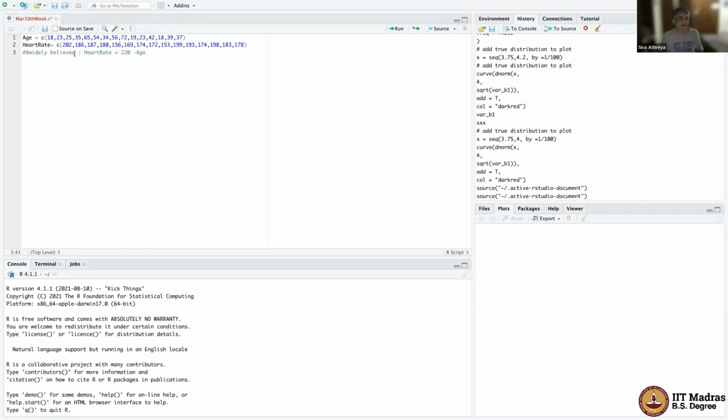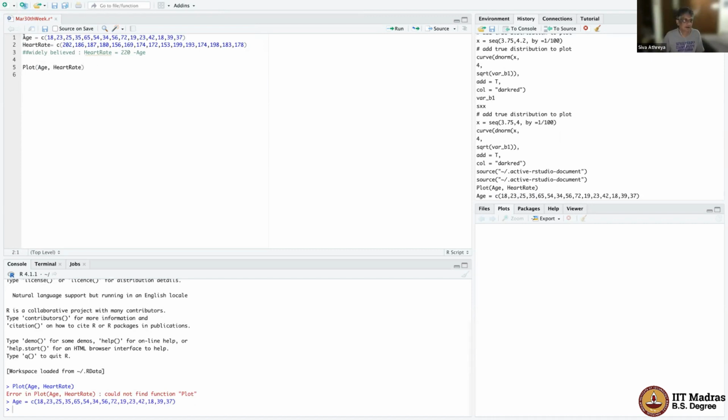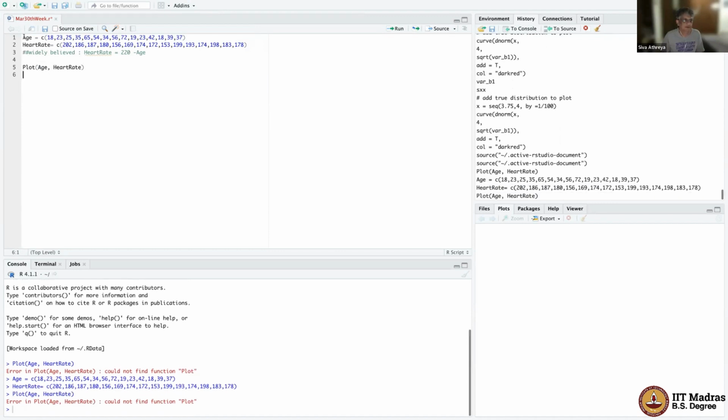First, let us just plot age and heart rate. Let's say plot(age, heart rate). We plot that on the right hand side. You see the plot, right? Oh, I didn't press enter. Let me enter it. Age, heart rate, and let's go plot it. What happened? It could not find the function plot. What's going on? Oh, sorry, the plot is capital P.